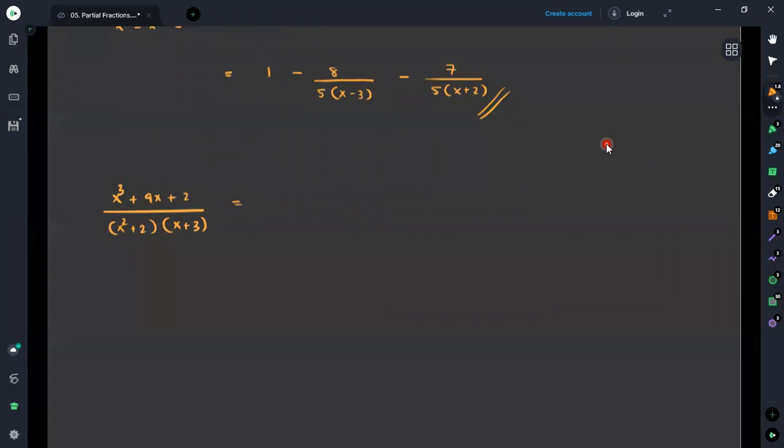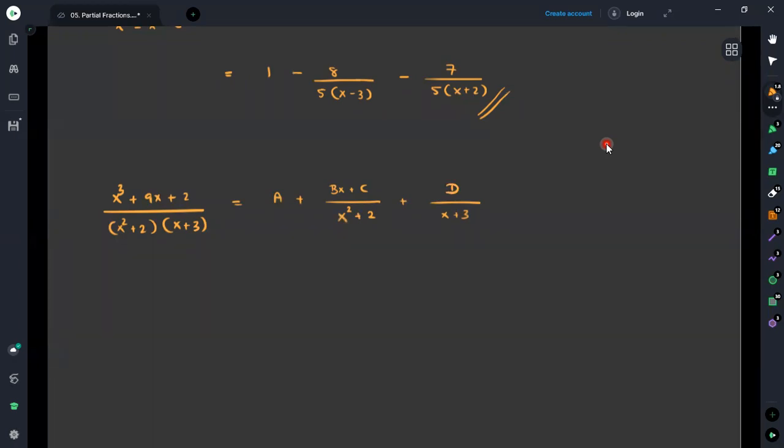Here we can see that the degrees of the numerator and denominator are the same. The degree of the denominator would be 3, and the numerator would also be 3. Therefore we can use a constant term, which is a. One factor would be x squared plus 2 and the next factor would be x plus 3. Since the first is an irreducible factor, we have to use a linear form, so I am using bx plus c. Since the other is linear, I have to use d.